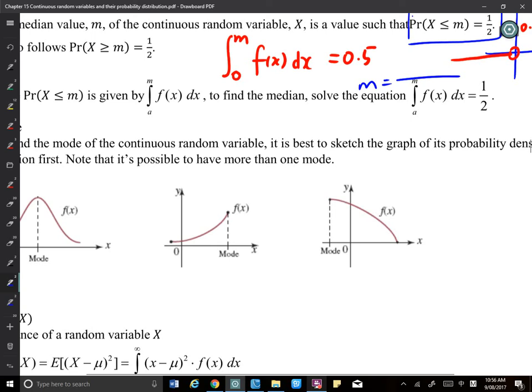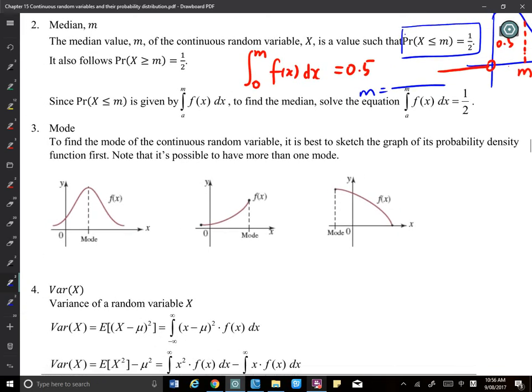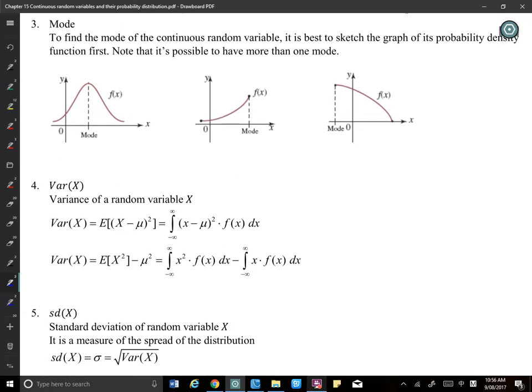That's how we find median. And number 3 is how do we find mode. Mode is quite easy to see from here because the definition for mode is the most frequent number, the most frequently occurring number.